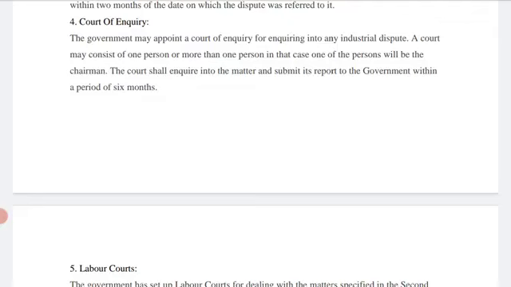The court shall inquire into matters and submit its report to the government within a period of 6 months. Means what is the court supposed to do? The court is supposed to collect information related to the dispute and submit it to the government. Whatever has happened, they have to tell the government within 6 months.